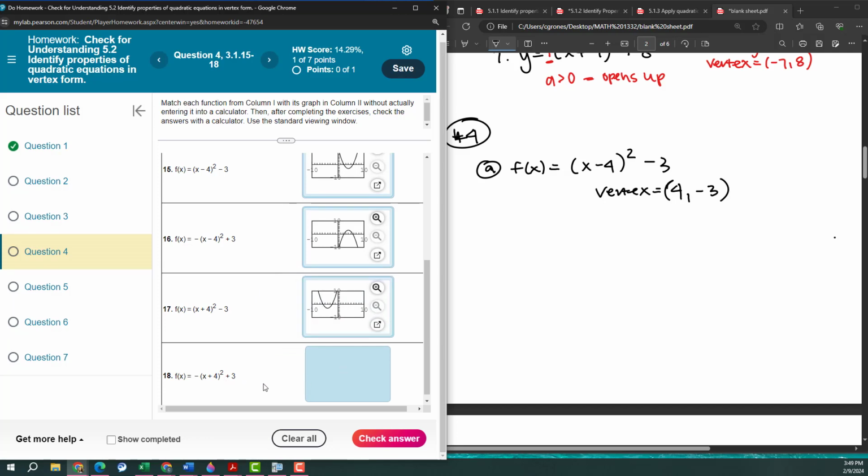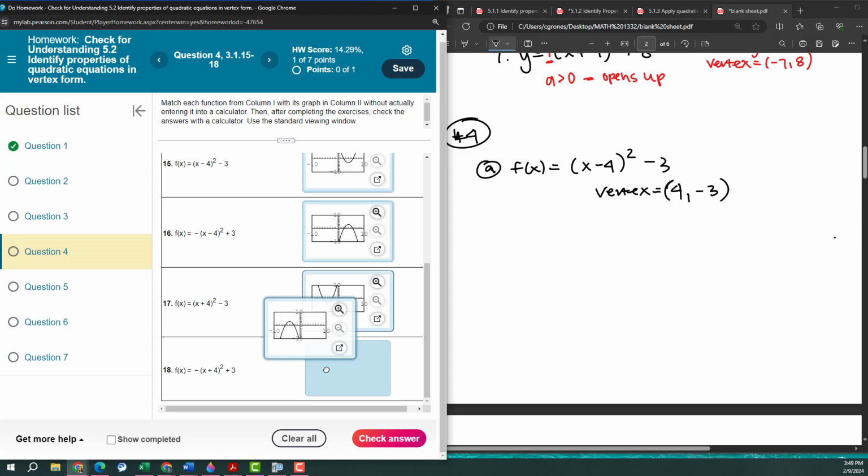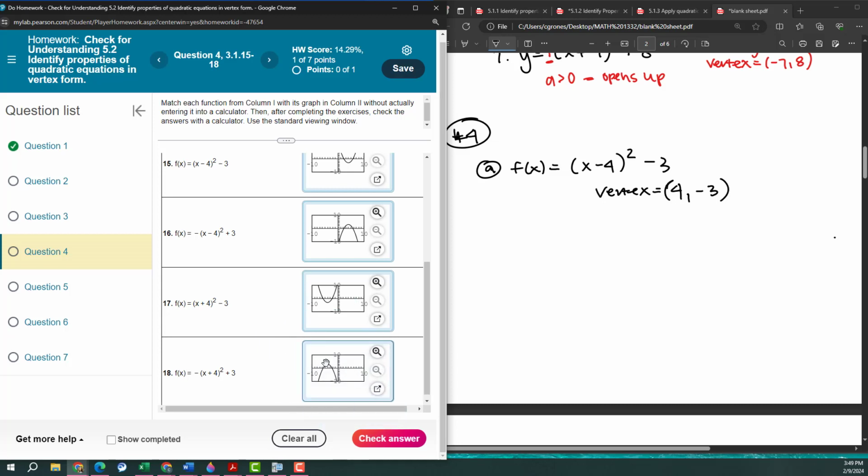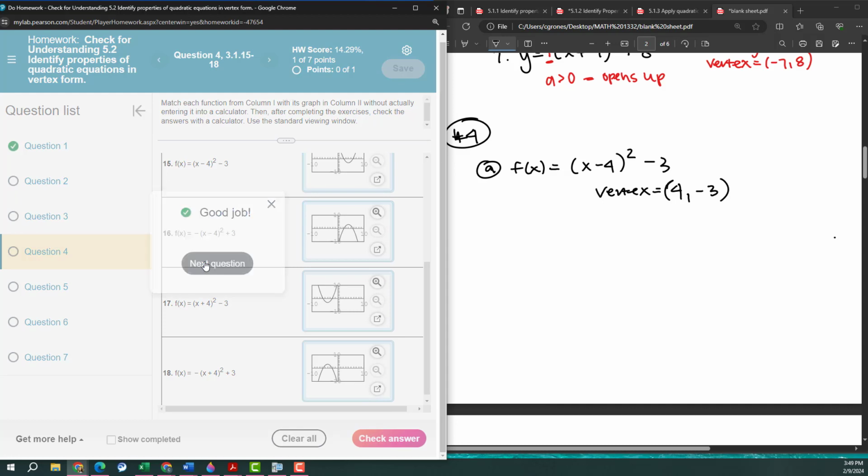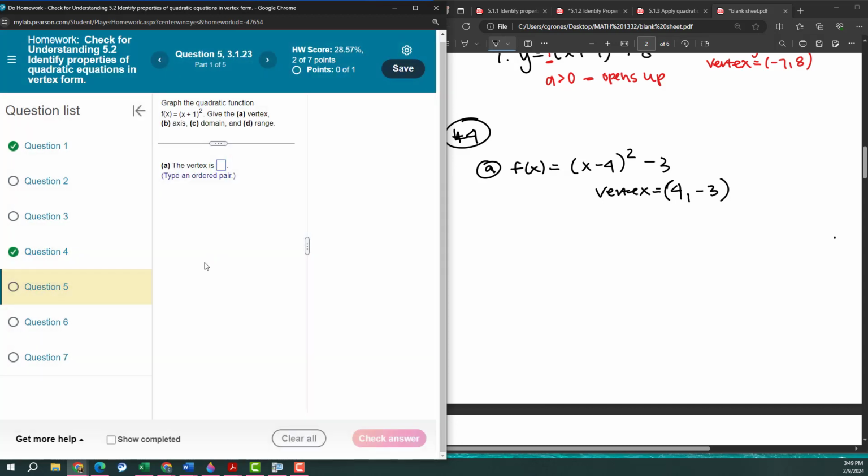Okay. And then our last one would be this last piece. It is opening down because we have a -A. And then we have -4, +3 as our vertex, which is right there. All right.